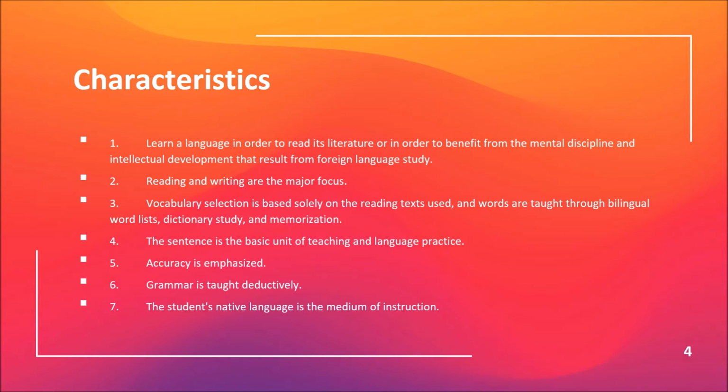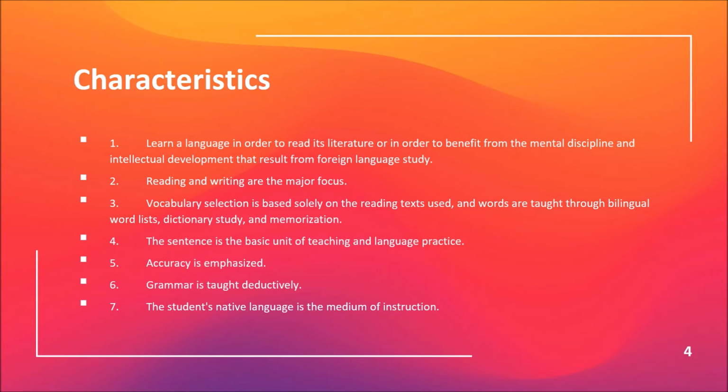Vocabulary selection is based solely on the reading texts used, and words are taught through bilingual word lists, dictionary study, and memorization. In a typical grammar translation text, the grammar rules are presented and illustrated. A list of vocabulary items is presented with their translation equivalents, and translation exercises are prescribed. The sentence is the basic unit of teaching and language practice. Much of the lesson is devoted to translating sentences into and out of the target language, and it is this focus on the sentence that is a distinctive feature of the method.